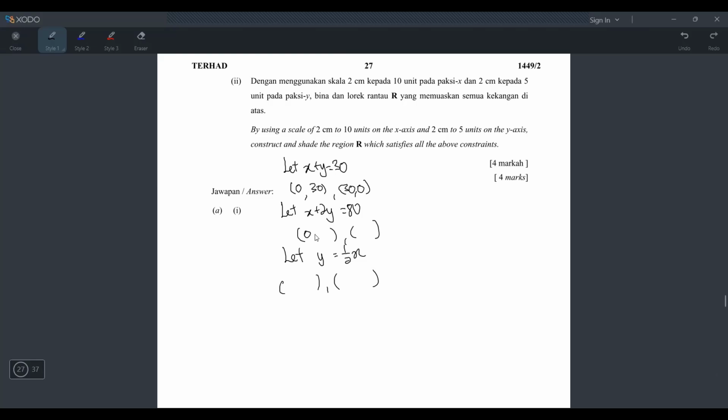Yep. What if I put x equals 0 here? My y is 40 because 80 divided by 2. What if I put y equals 0? My x is 80, correct? Yeah. What about here? When I substitute x equals 0, 0 times 1 over 2 is 0. So my y will be 0 also.